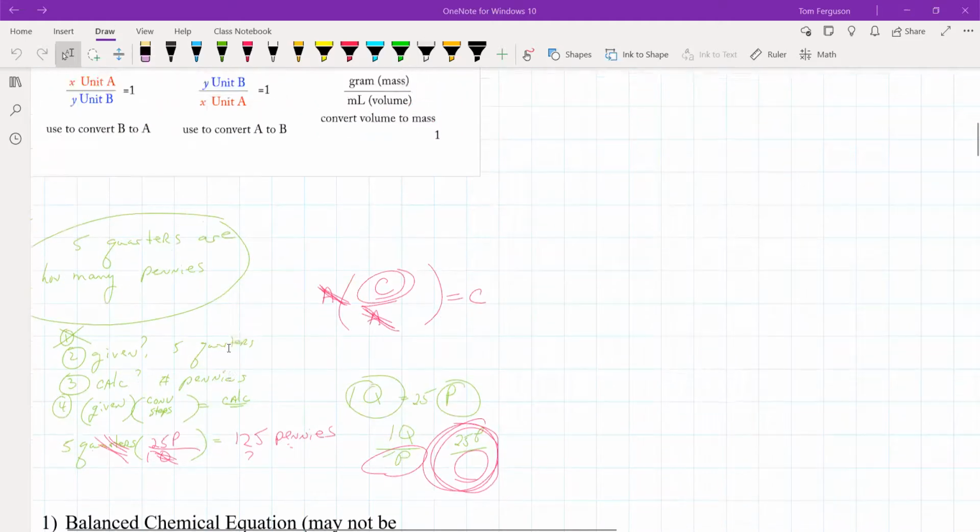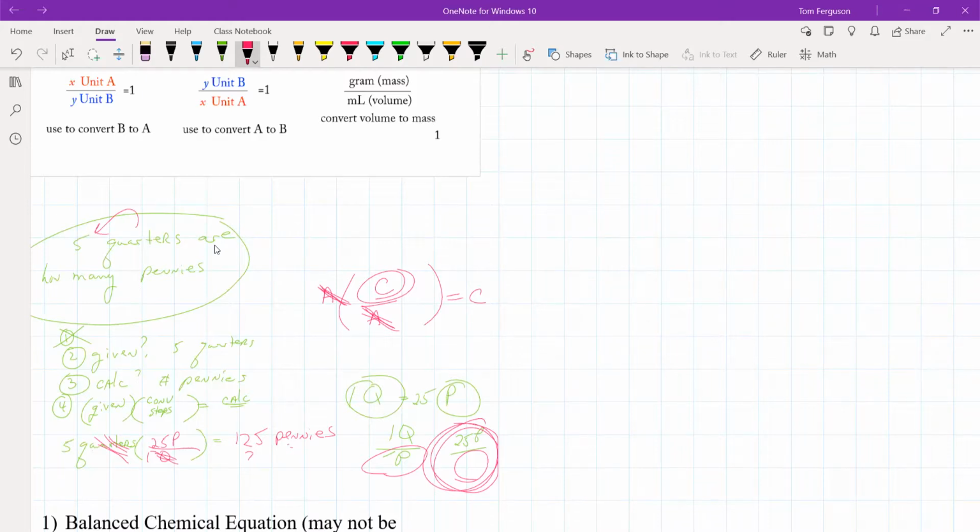Okay, so here we have this problem. I said, you have 5 quarters. How many pennies are in 5 quarters? So what's given? Whenever you're trying to figure out what's given, you look for the number. In this case, it's the number 5. And what is the unit associated with that? That is quarters. So given is starting with 5 quarters. That goes on the left.